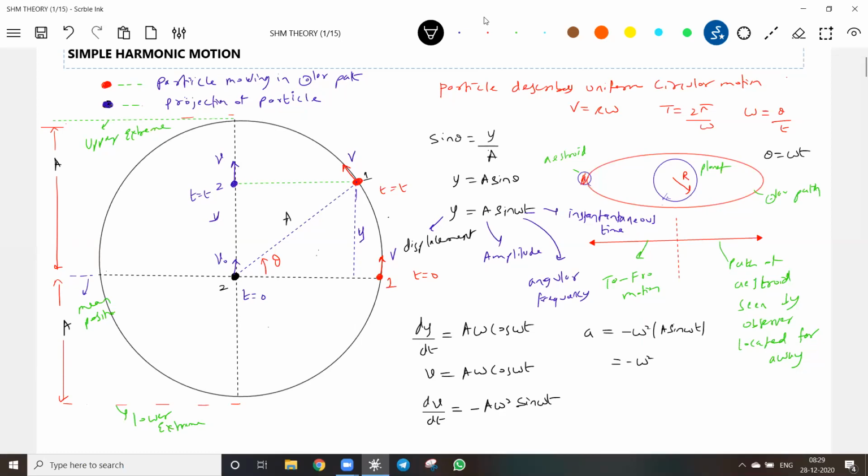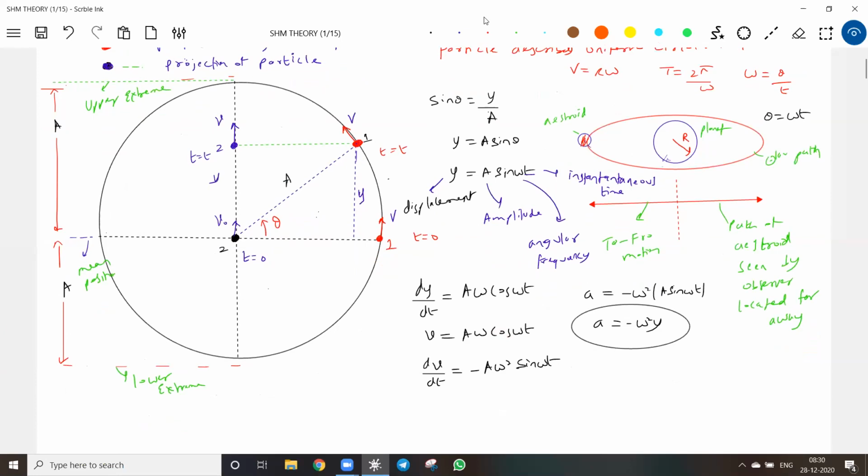Now look at this. What is acceleration? Acceleration is proportional to the negative of displacement. So what happens in SHM? In SHM, the displacement will vary harmonically. Sines and cosines are harmonic functions. And look at the speed of the particle, it also varies harmonically. Look at acceleration, it also varies harmonically.